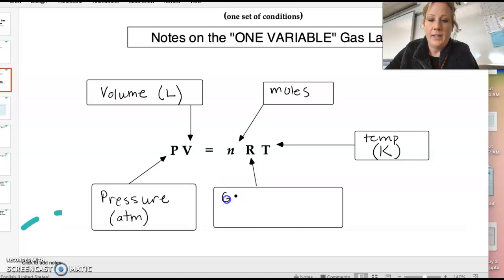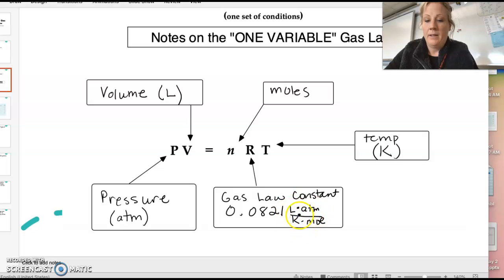And then R is the gas law constant. And the value is 0.0821. And then the unit is liters atmospheres, those are multiplied, over Kelvin mole. And I'll show you how that gas law constant has to be put into the equation in order to be able to use it. I can show you how the units look kind of scary, but they actually help if you keep them in there, and then you can see everything cancel.